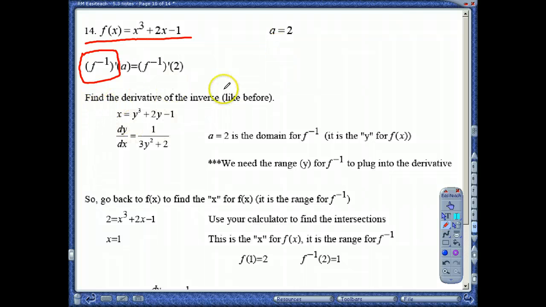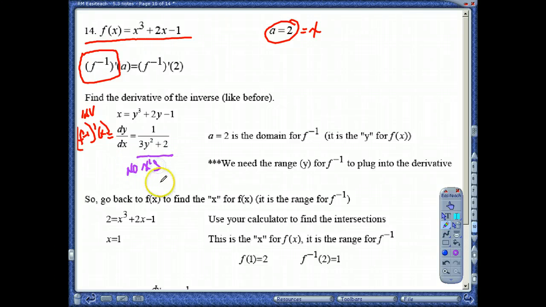Okay, so in order to find that inverse, we switch the x's and the y's. So there's my inverse. And then we find the derivative. Okay, so this is my inverse's derivative of x. So the number they give me, that 2, that is my x value. Now the problem is when I look over here at my derivative, there's no x's. I've got y's. So that means I need to find out what my y value is.